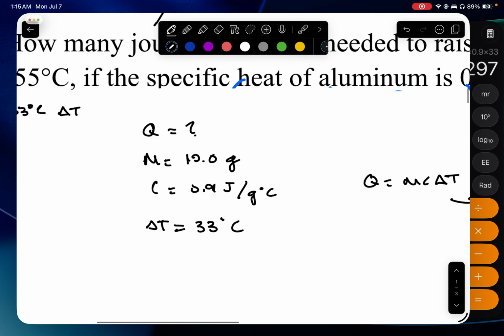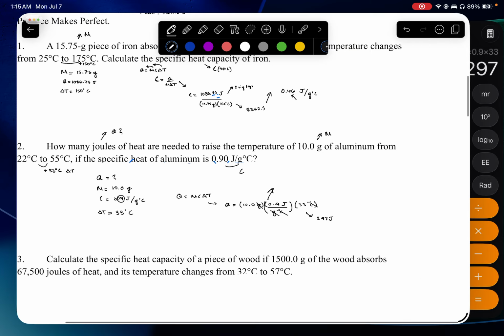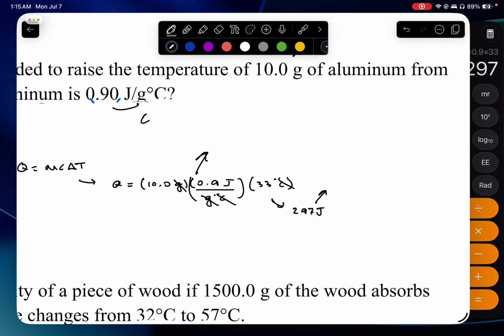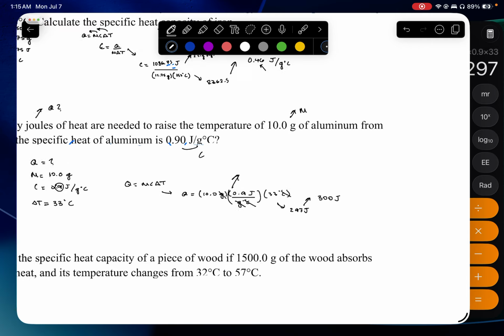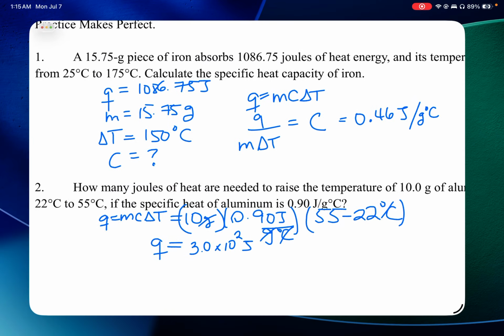Since this is division, it's the least number of sig figs. So the least number of sig figs is one sig fig. That means we need to round to 300 joules. Let me check my answer key to see if I'm right. Yes, I am right, but I am supposed to write in scientific notation, which I haven't been doing. So 3.0 times 10 to the 2 joules.